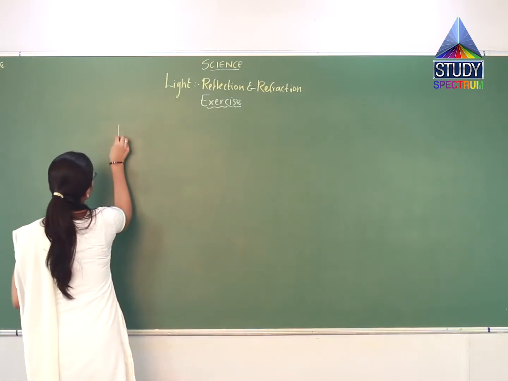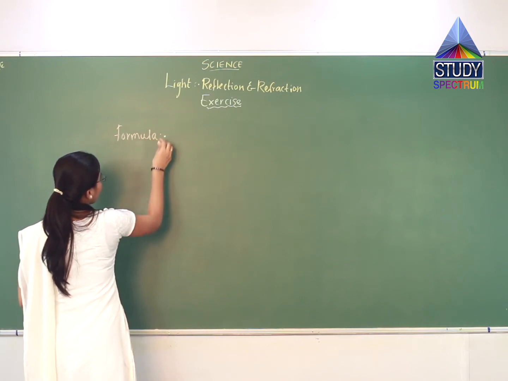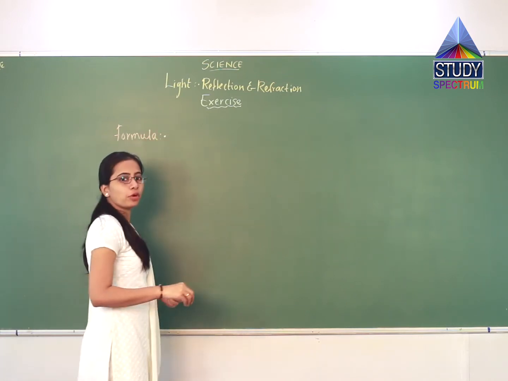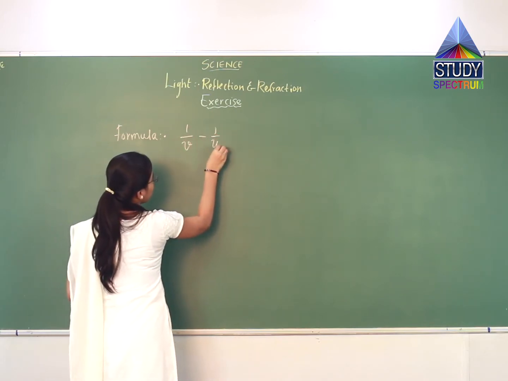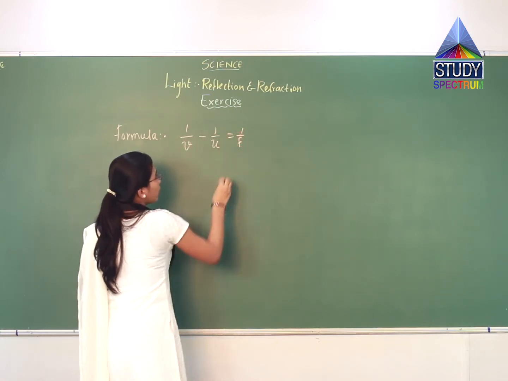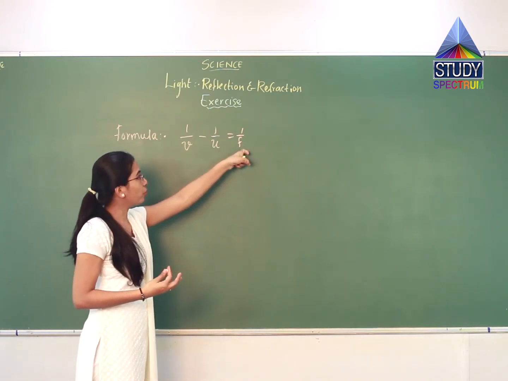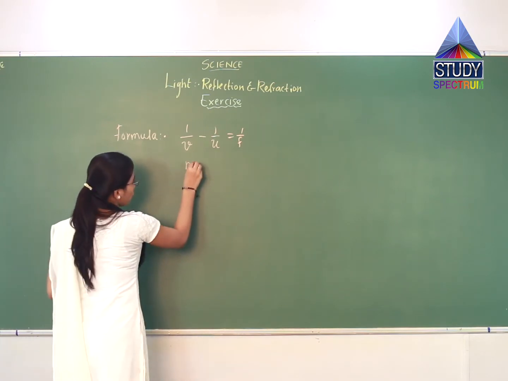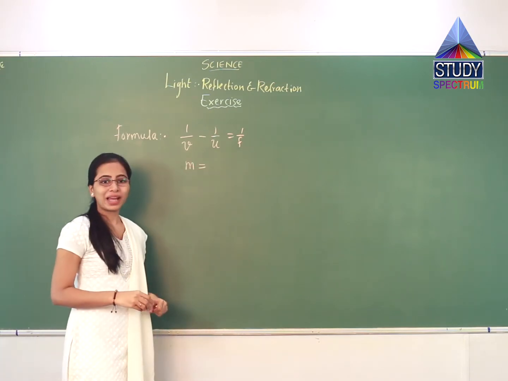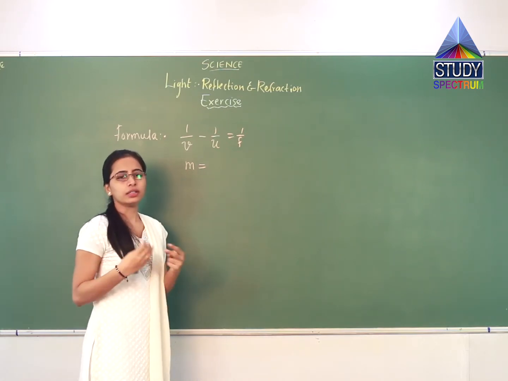We will use here, obviously, the lens formula 1 upon v minus 1 upon u is equal to 1 upon f. By using this formula, we know the object distance and focal length, so we can find the distance of the image, and also the formula of magnification.